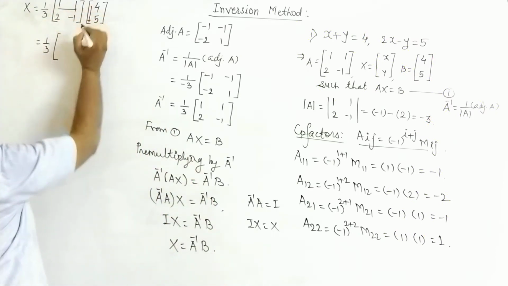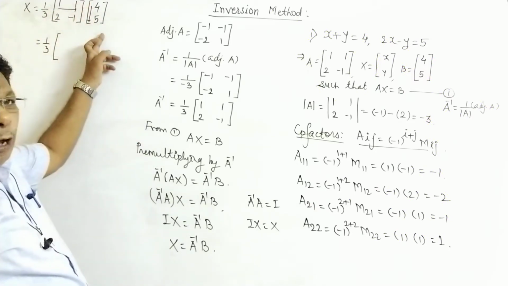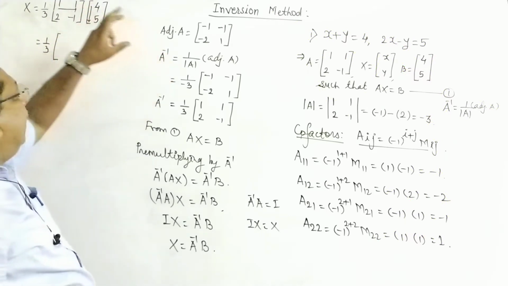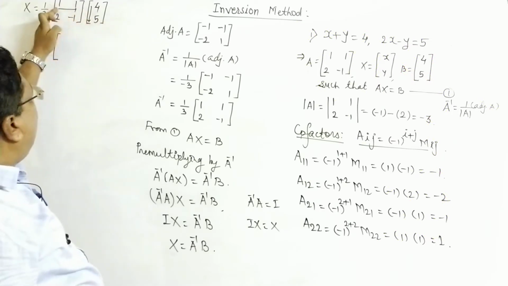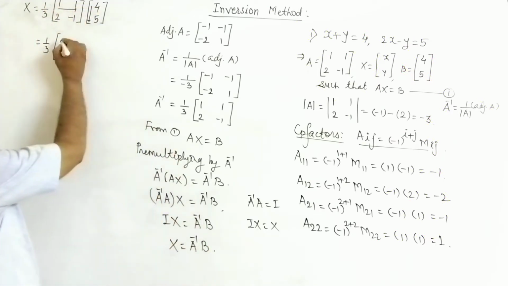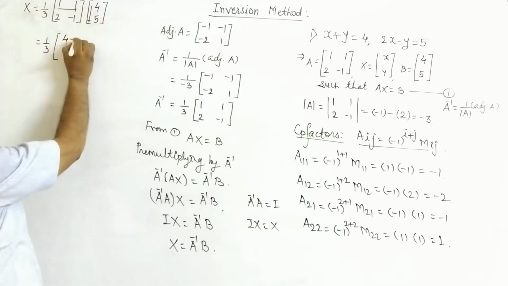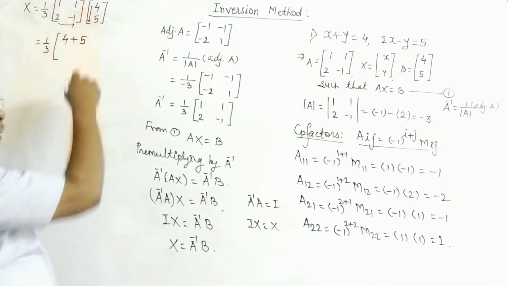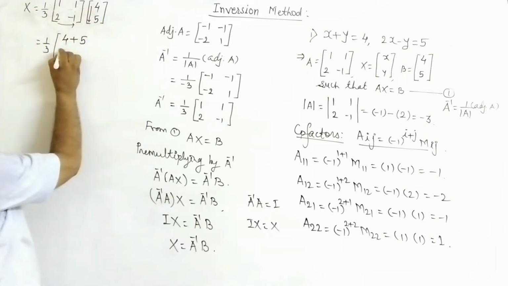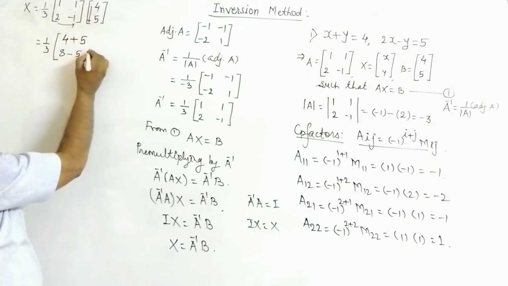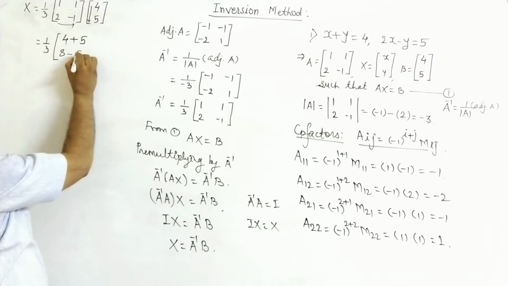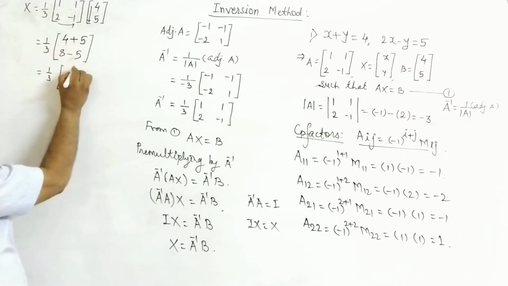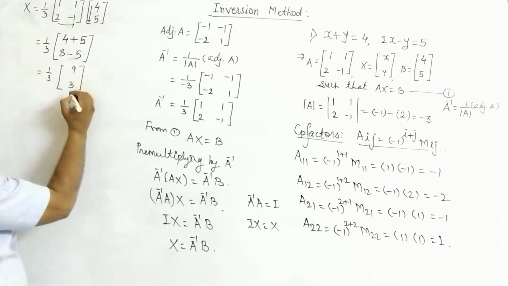First row, first column, एक ही column है. रो का पहला एलिमेंट, कॉलम का पहला एलिमेंट. मल्टीप्लिकेशन ऑलवेज बी एग्जिस्ट रोज इनटू कॉलम्स. 1 into 4 is 4, plus 1 into 5 is 5. Now second row and same column, 2 into 4, 8, minus 1 into 5, minus 5. 1 by 3, 4 plus 5 is 9, 8 minus 5 is 3.